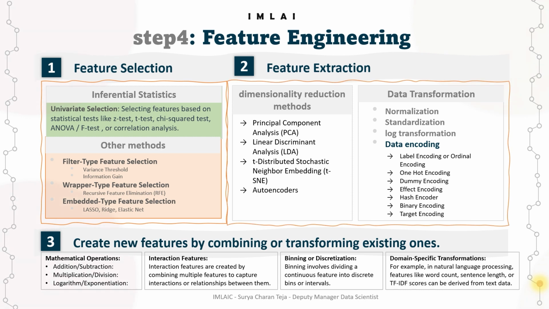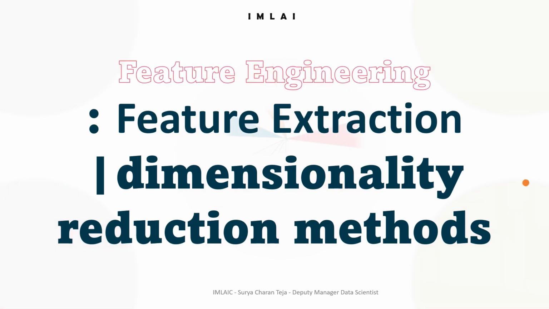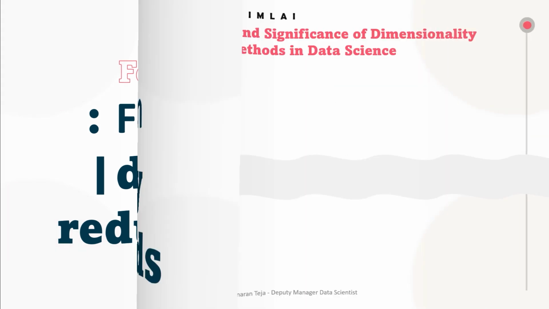In feature extraction, let's begin with dimensionality reduction methods. First we will see what a dimensionality reduction method is, then we will get into the various types of dimensionality reduction methods. We will do a practical demonstration of each with an example. So let's begin with dimensionality reduction, which is a part of feature extraction and is a step of feature engineering in the supervised machine learning process. So what is dimensionality reduction?